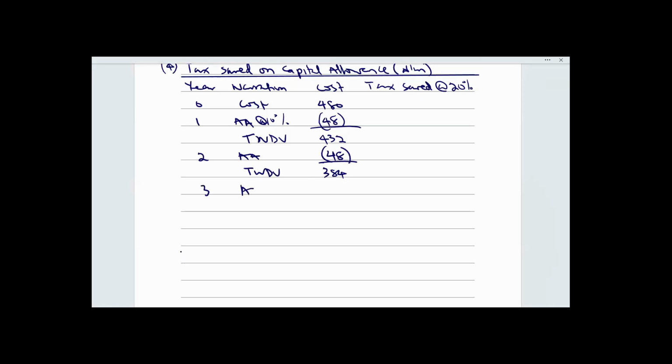Move to year 3. Annual allowance is 48. It's a straight line depreciation. So 384 minus 48 equals 336. Here is 336, the tax written down value. Then in year 4, annual allowance is 48. 336 minus 48 equals 288. Here is 288. This is the tax written down value at the end of year 4.